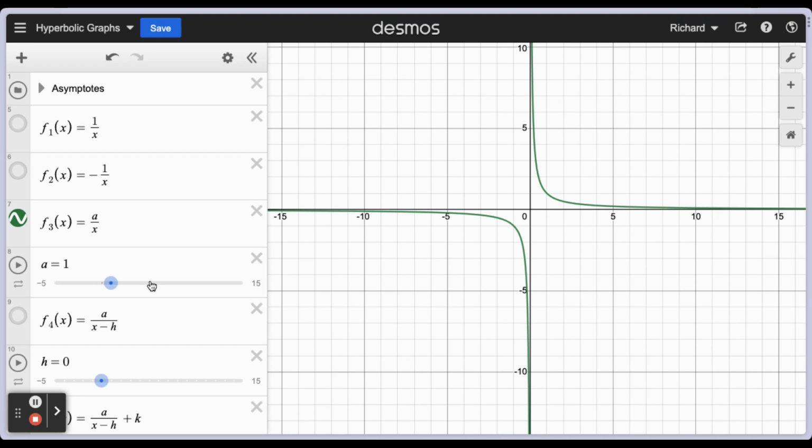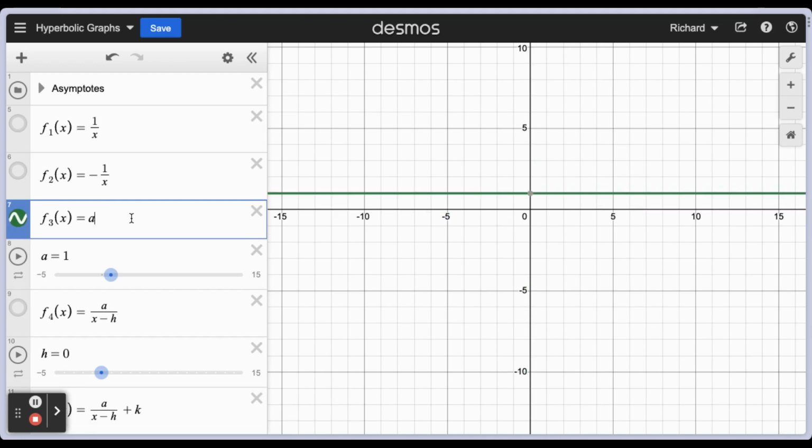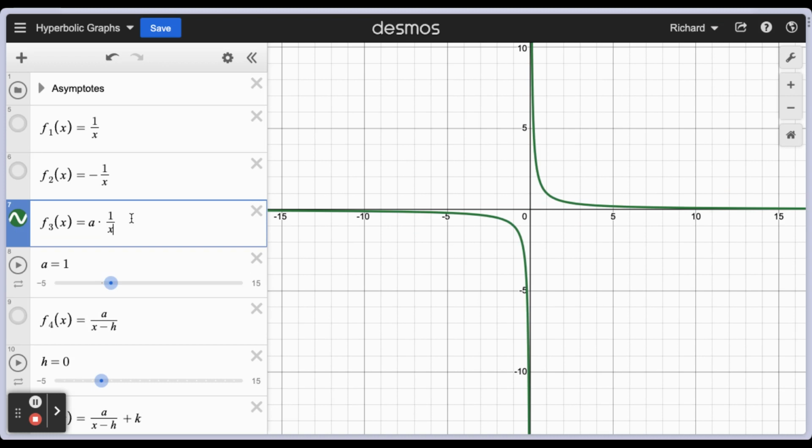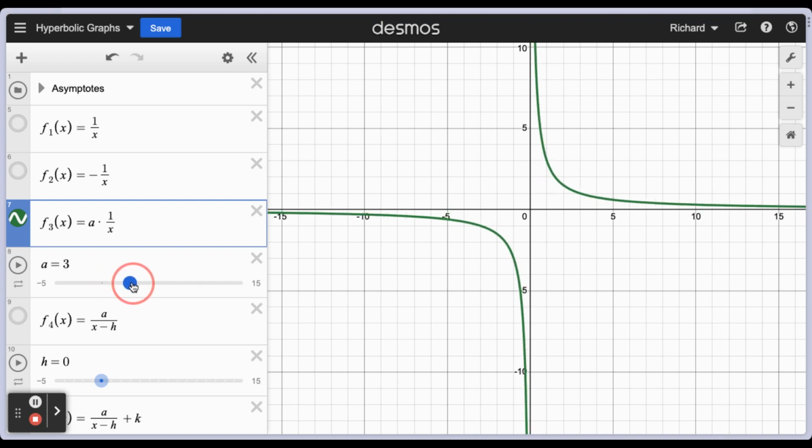Okay? So just be mindful of that. That a on x is the same as a multiplied by 1 on x. Same thing. Okay? Same thing. Alrighty, so as I increase this, it should stretch away from the x-axis.